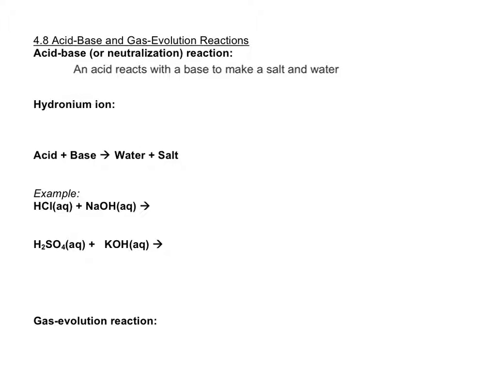The hydronium ion is the H plus or H3O plus that you get from the water that reacts with the base. So, like I said, the general format for these is you have an acid plus a base, and the products are water and some sort of salt. So in the examples we have here, we have HCl and NaOH.